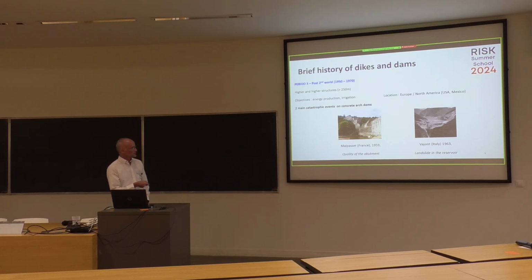And the second one is the Vaiont Dam in Italy. This dam is still existing. It was not damaged at that time. What happened? A landslide occurred in the reservoir, and this created a huge wave of water that passed over the crest without any damage to the concrete dam. But the problem was that there was a city at the bottom of the dam, and the city was completely destroyed.